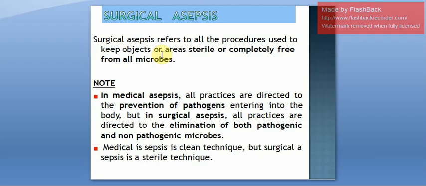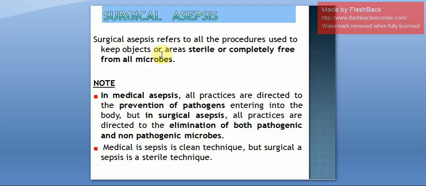Now surgical asepsis mainly refers to all the procedures that are done so that the environment will be sterile, completely free from all microorganisms. Remember that medical asepsis is done to prevent the pathogens, or the microorganisms, from entering the body. But surgical asepsis is done to completely eliminate or stop the pathogens and non-pathogens. That is the first main difference between medical and surgical asepsis.